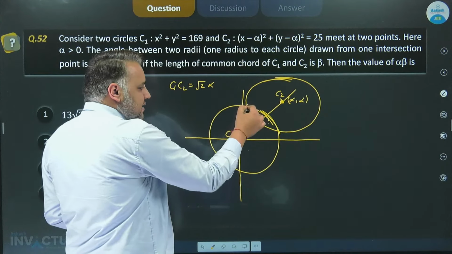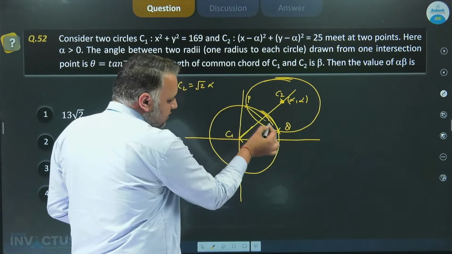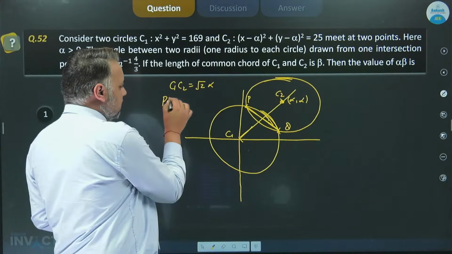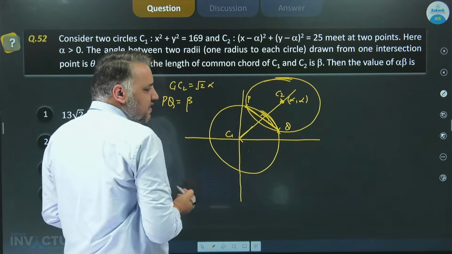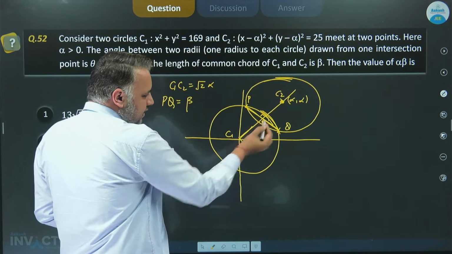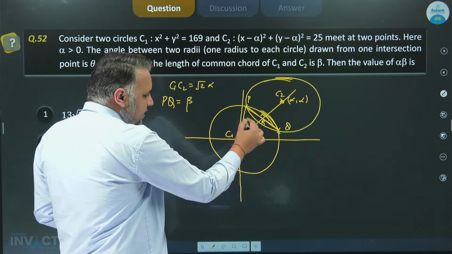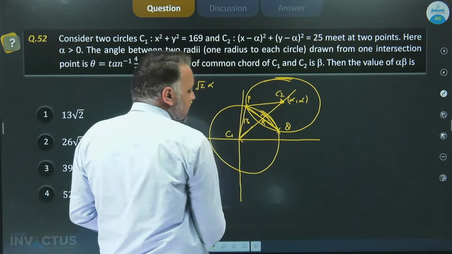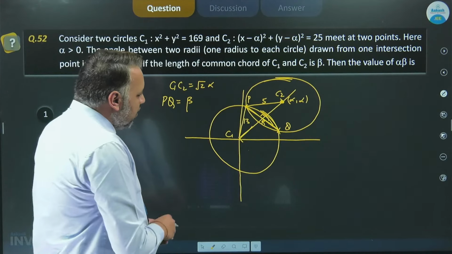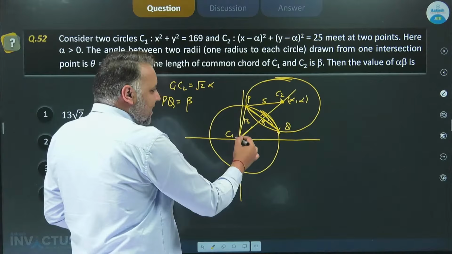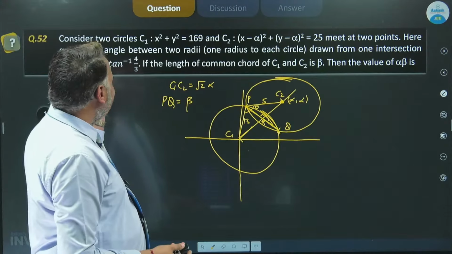These circles intersect at the points P and Q. We are given the length of the common chord PQ as beta. Obviously PQ will be perpendicular to C1C2, and if this point is R, then PR is half of PQ. If we join P with C1, this length is 13. If we join P with C2, this length is 5, which is equal to the radius. We are given one more piece of information: the angle C1PC2 is theta, and tan theta is 4/3.